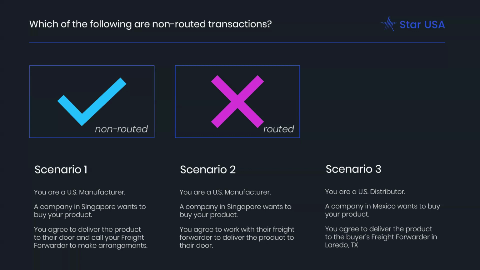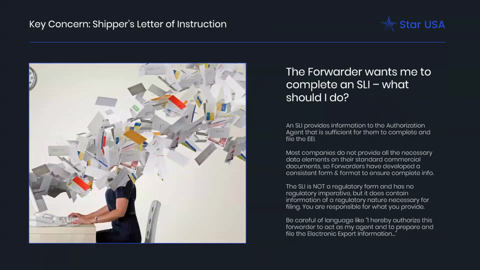Okay, so in our third scenario, you're a US distributor. A company in Mexico wants to buy your product, and you agree to deliver the product to the buyer's freight forwarder in Laredo, Texas. In this case, we are also a routed transaction. This is not a standard transaction because we are not the ones responsible for the actual exportation of the goods. That's going to be done by the buyer's freight forwarder in Laredo, Texas at the buyer's discretion, the FPPI's discretion. So hopefully these scenarios help either tie in with your situation so you can ask questions or build off of these. Hopefully they illustrate the differences between the routed and non-routed transactions.